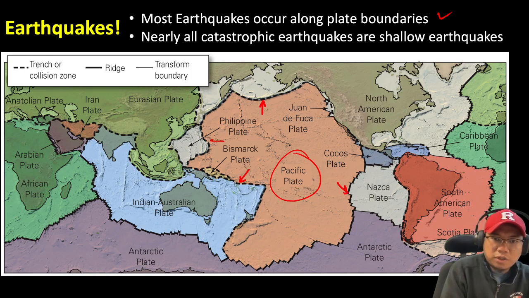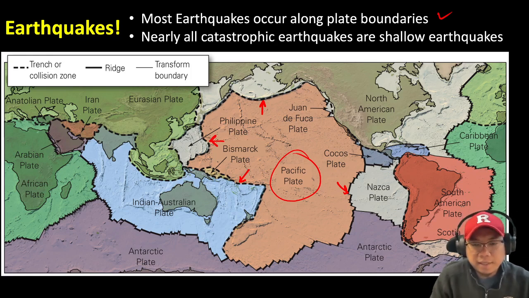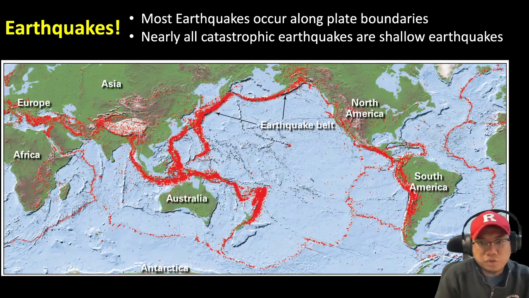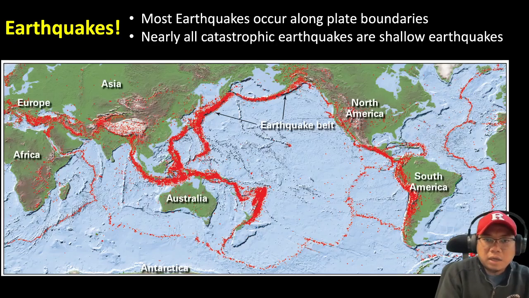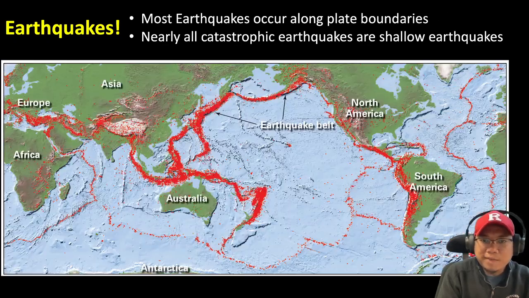Okay, so I want you to pay attention to these black dash lines that we have along the Pacific plate perimeter, and these are the sites where these red dots represent earthquake epicenters. And as you can see here, most of these red dots fall along what we call plate boundaries. Okay, so there's a strong relationship between plate boundaries and earthquakes.